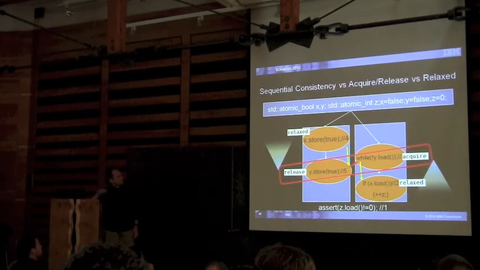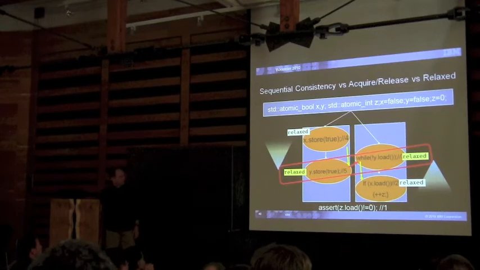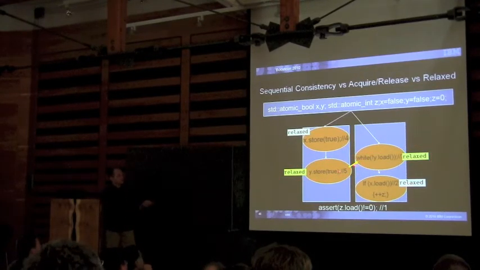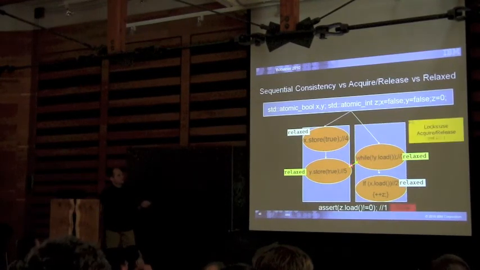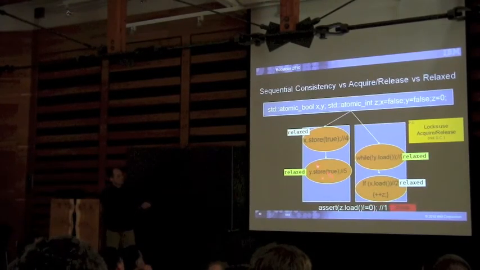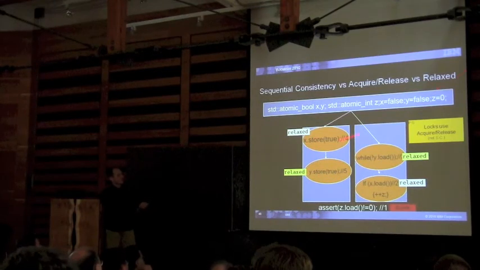So that's basically sequential consistency is not really needed in this example. We just need acquire release. And if we were to change these to relaxed, obviously then this connection that we're trying to do won't work anymore. That goes away, and we get this assert will fire because now we have no idea. Everything's relaxed. We really don't know what order these things happen in.